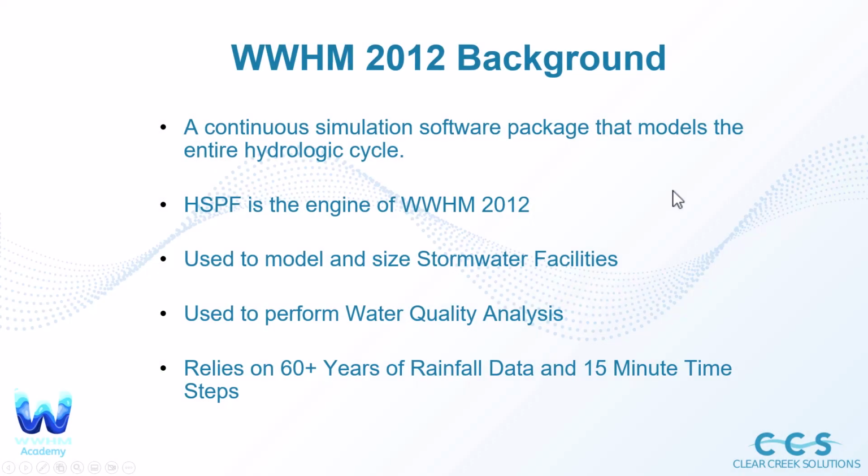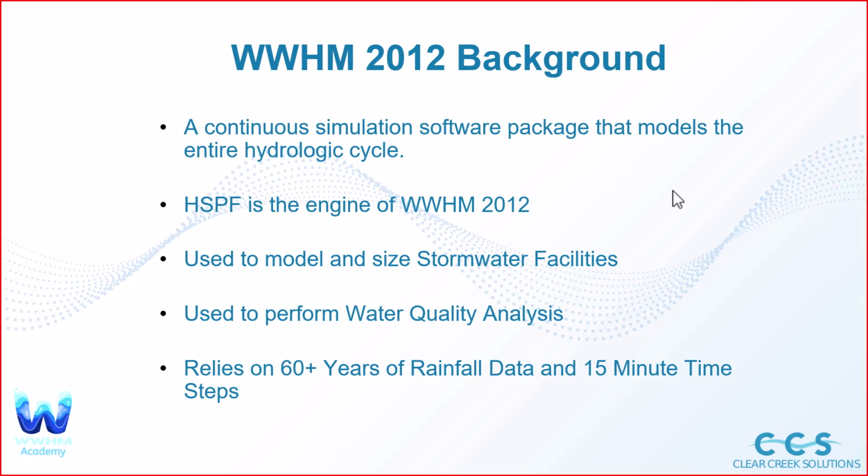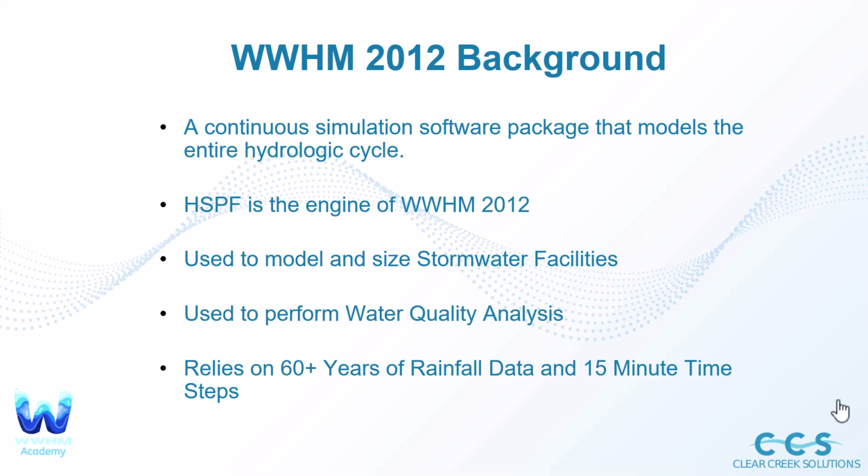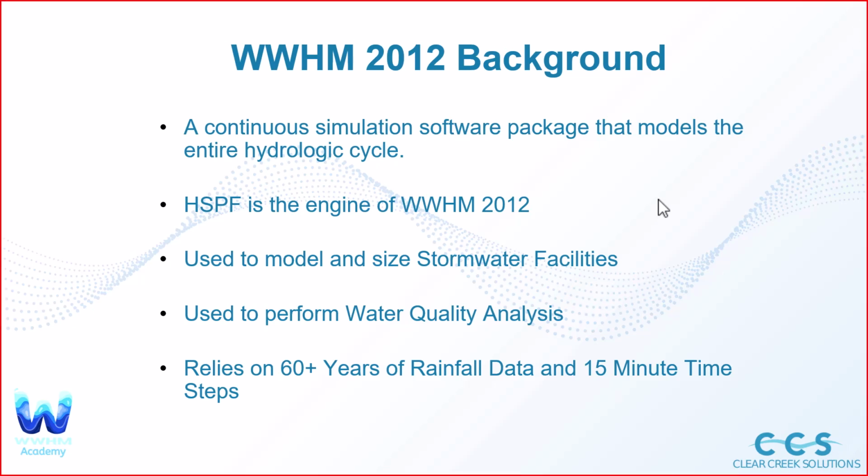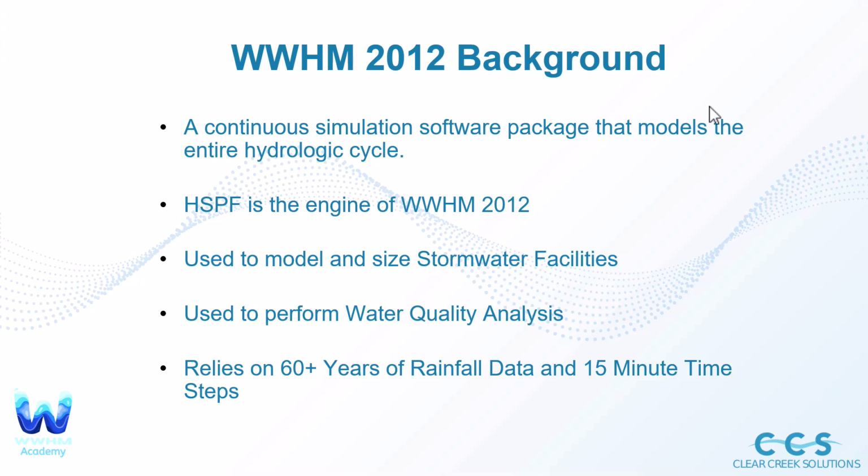I always like to talk about why we use WWHM 2012. What's its purpose? WWHM 2012 is a continuous simulation software package that models the entire hydrologic cycle. One of the big differences that we like to think about in Western Washington is the difference between continuous simulation and single event hydrology, which are very different. Because of the type of rainfall we get here in Western Washington, it's very important for us to use a continuous simulation hydrology method.